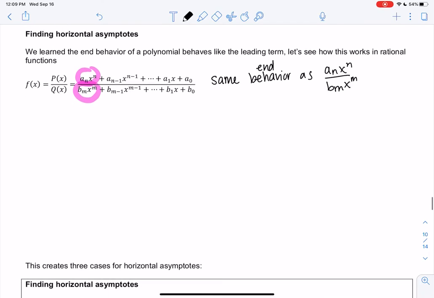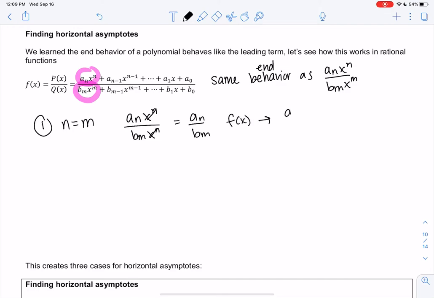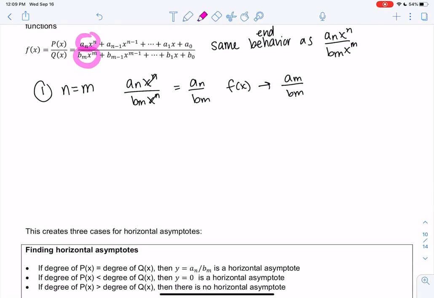So there's three different cases. Case one is the easiest one, if n equals m. So that means we'll have a_n over x to the n over b_m over x to the n because they're equal. So those will cancel out. So we'll get a_n over b_m, which means the graph is going to approach this number. That's what this means, and it creates an asymptote. So when the degrees are the same, we get y equals a_n over b_m as an asymptote. The end behavior is approaching this number.